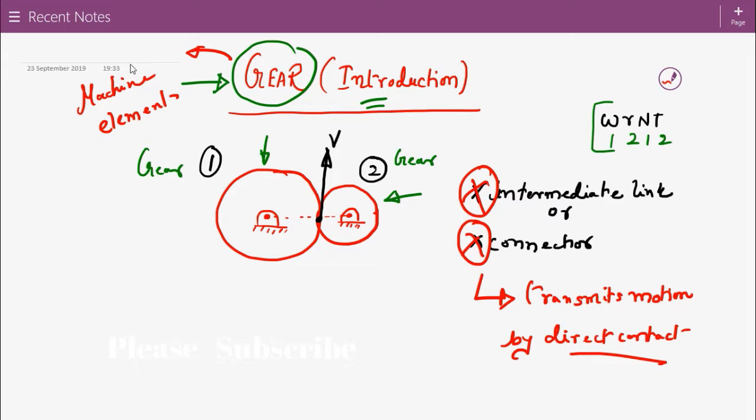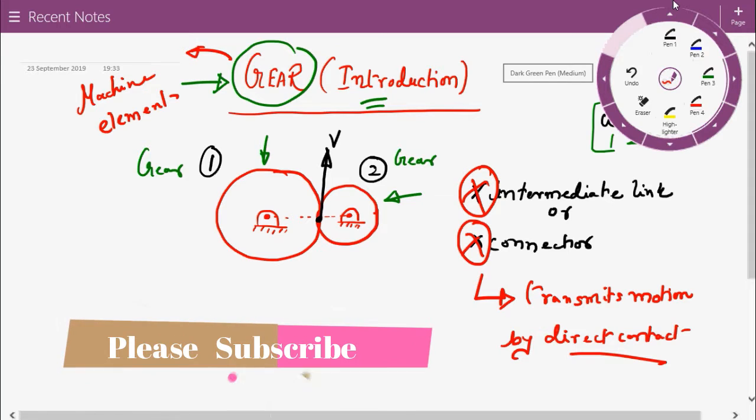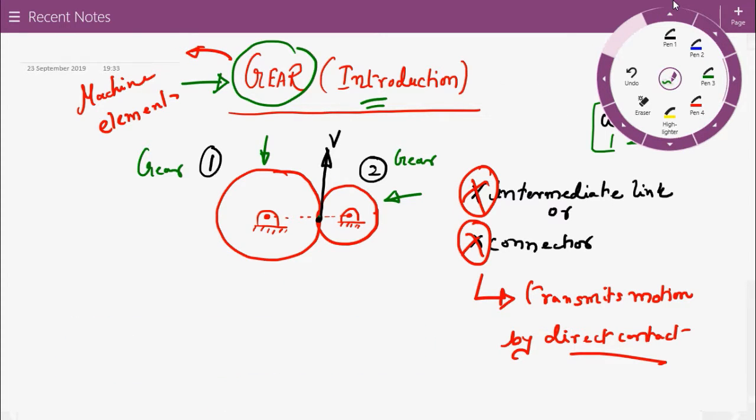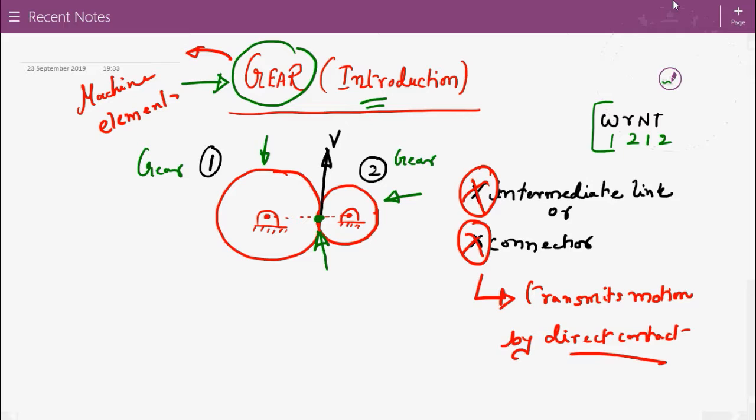So what do you mean by contact? See, in the diagram you can see this point in the middle of the two gears. There is the point where I have shown the common velocity, okay. It is called point of contact. So this is the only contact that the two gears will have, and it is representing nothing but your direct contact, okay, but it will never use any intermediate links or connector.